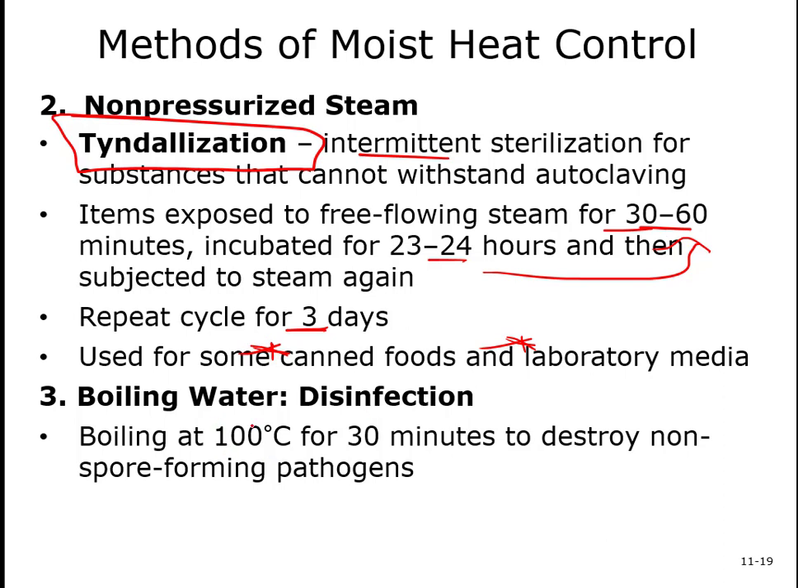Putting something in boiling water is also a form of moist heat, but this does not sterilize. It will simply disinfect and destroy non-spore forming pathogens.